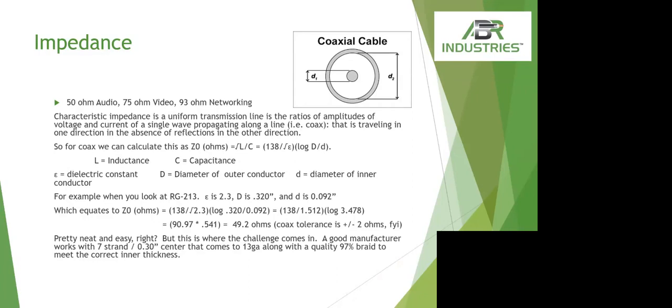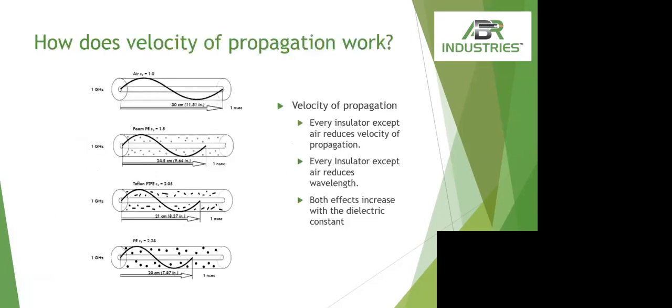So it's pretty easy, right? It's pretty neat. And when it comes to a good manufacturer, the challenge is to make sure to use a very good 7-strand center conductor that comes out to 13 gauge, as well as a 97% braid to meet the correct outer thickness. Next, we'll talk about the velocity of propagation.